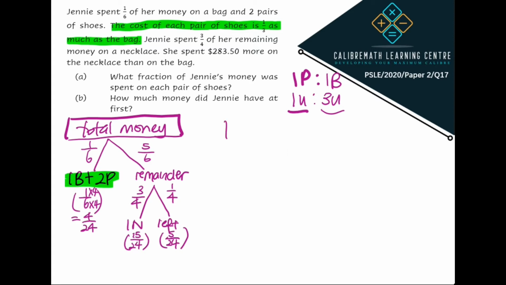So after finding that, we can calculate to get one bag and the 2 pairs of shoes to use 5 units altogether. But if we look at the fraction that's given over here, it's given that one bag and 2 pairs of shoes is only 4 out of 24. So we will need to make 4 become the 5 units so that they are connected. So we'll multiply this by 1.25.